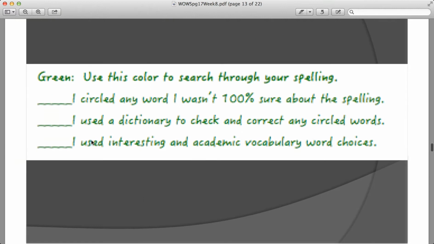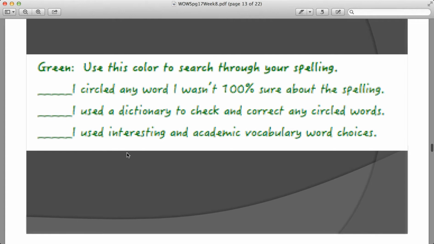Lastly, we've got our green pen. Now, in the green pen, you're going to be looking specifically at spelling and vocabulary. So I'm going to circle any word that I'm not 100% sure about, and then I'm going to get to that dictionary or look on my phone or however you want to check your spelling. And I understand most of us are already typing these up in a Word document, so it's likely going to correct it for you at this point. But if you're not sure, this would be the time to look.